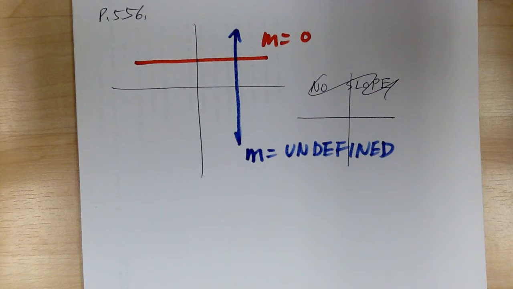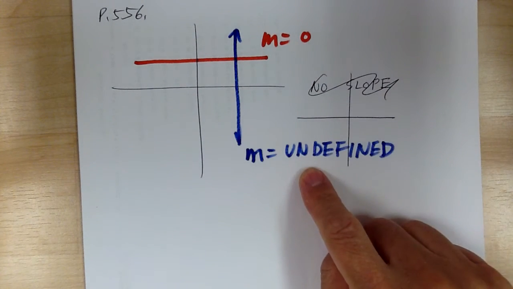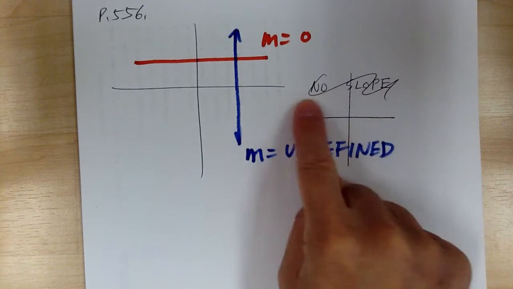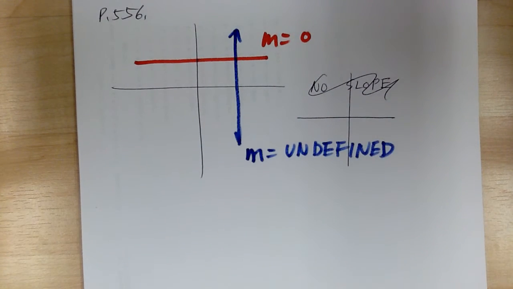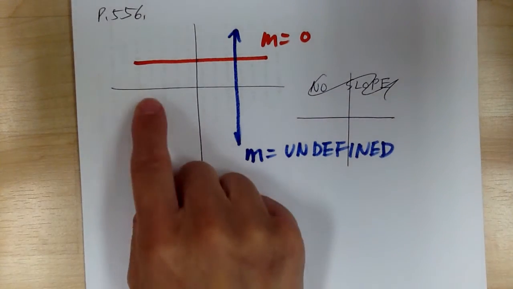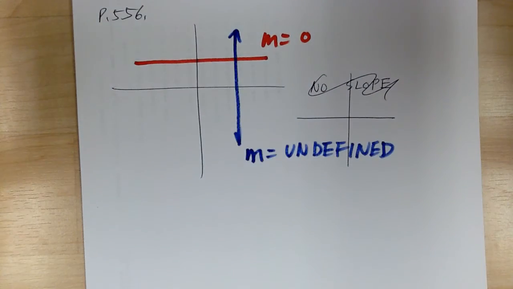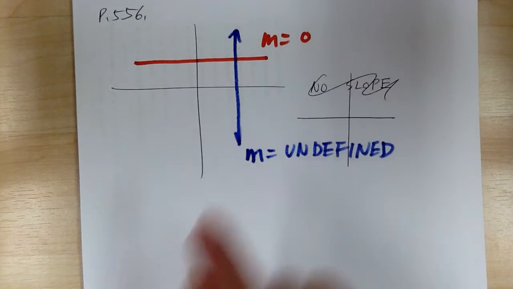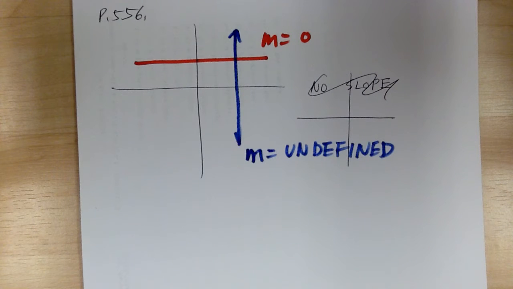Okay? So you can only use this or this. Do not use no slope. Do not ever use that. Because if you write no slope, I don't know which one you're talking about. Are you talking about this one or this one? Okay? Because it can go either way. It depends on if you use it mathematically or you just use it in the plain English sense. Okay?